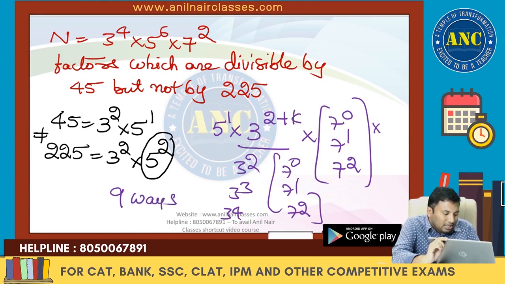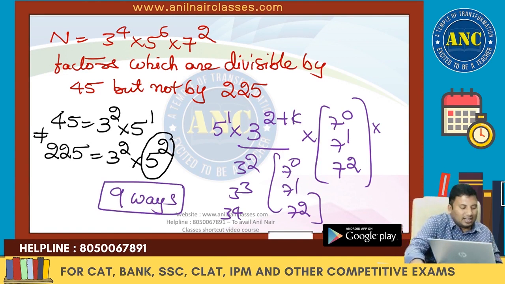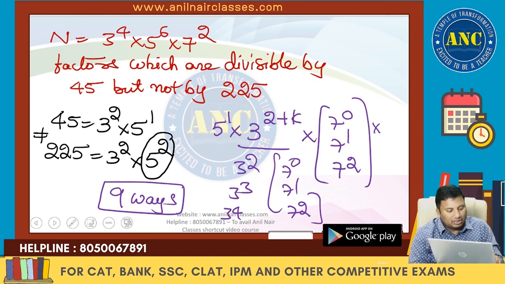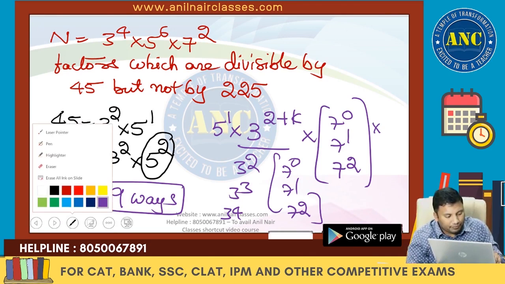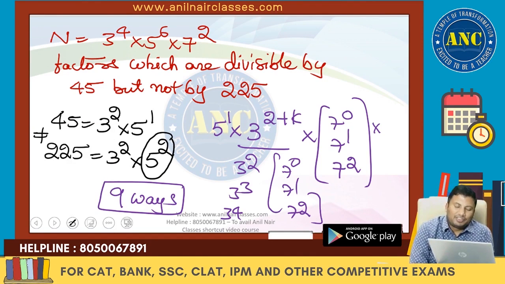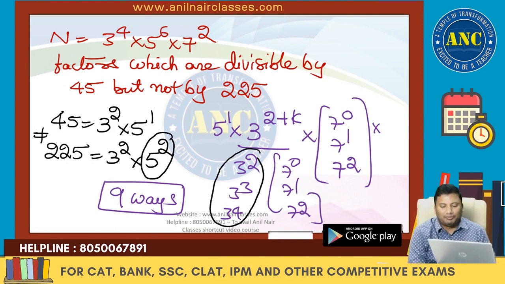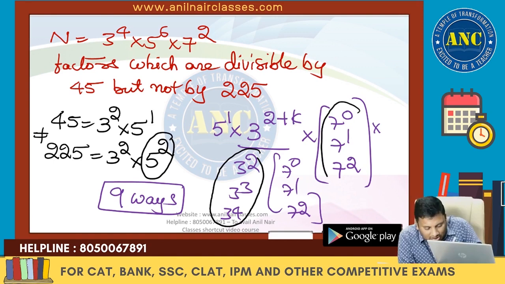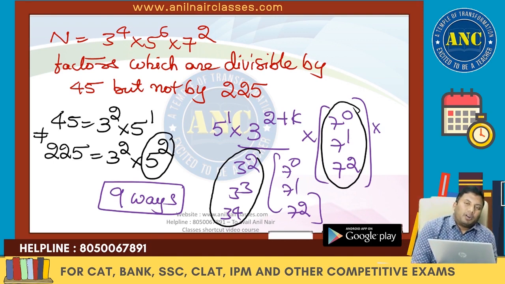3 threes are 9. Total answer is 9 ways. I hope it is clear. 5 power 1 into 3 power 2 plus k. 3 square, 3 cube, 3 power 4. There is no restriction on 7. 7 power 0, 7 power 1 and 7 power 2. 3 into 3. Answer is 9 ways.